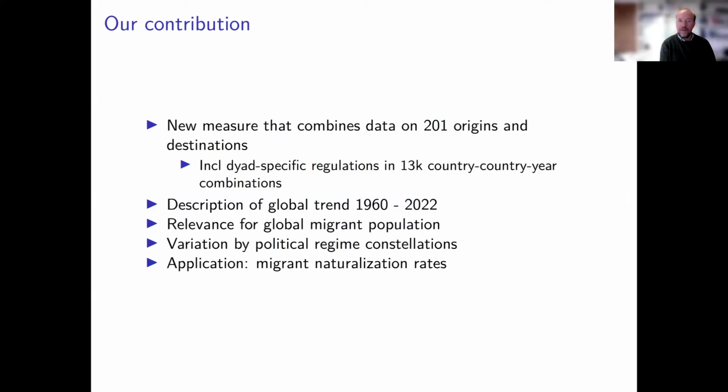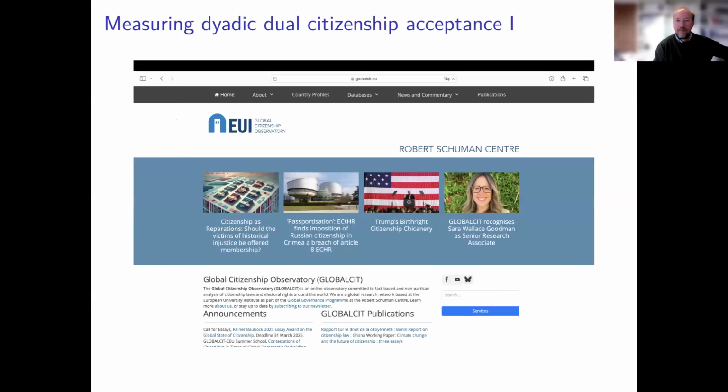We provide in the paper also a description of the trend that we then see on the basis of the data. We reflect on the relevance for global migrant populations. We connect this with data from the Varieties of Democracy project, where we look at political regime constellations, and we have an application where we look at naturalization rates.